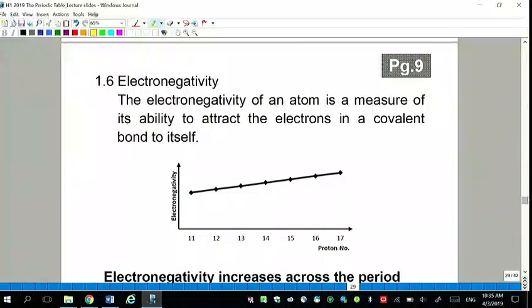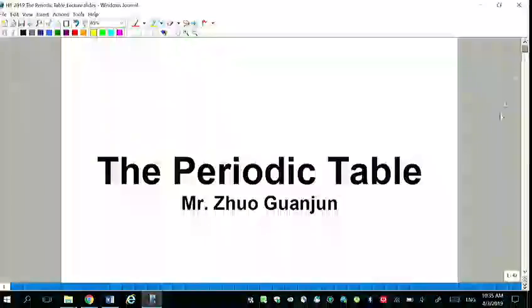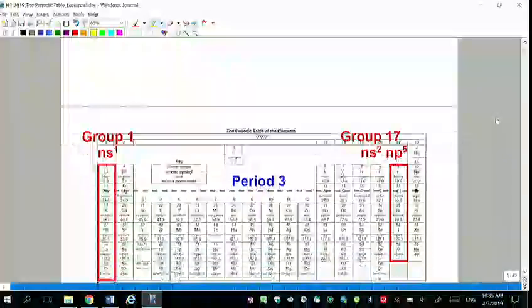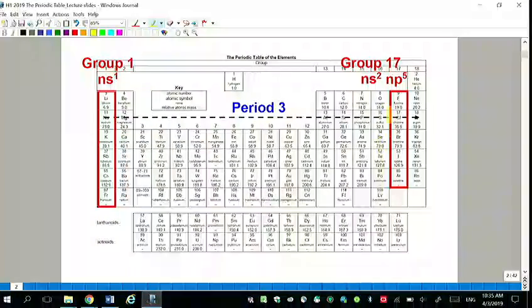Electronegativity. We have mentioned this in chemical bonding as well. So how do I remember the trend? Very simple. If you turn to the last page of your lecture notes, which is the periodic table, there is only one thing I need you to memorize: in your syllabus, the most electronegative atom is fluorine.